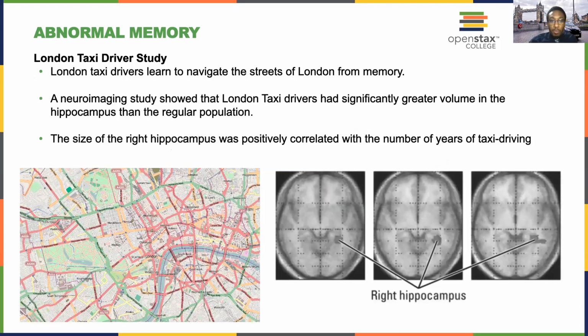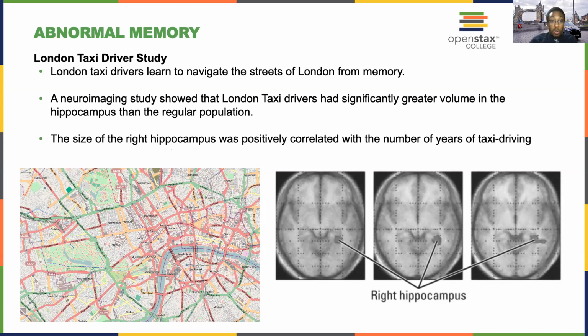Two examples of abnormal memory that we'll also mention are the London taxi driver study. This is just one example of how a person's job, or how someone spends their time, can influence their actual brain physiology and help them with their memory. London taxi drivers learn to navigate the streets of London from memory, and they have to take a test called the Knowledge in order to prove their ability and become a licensed taxi driver.